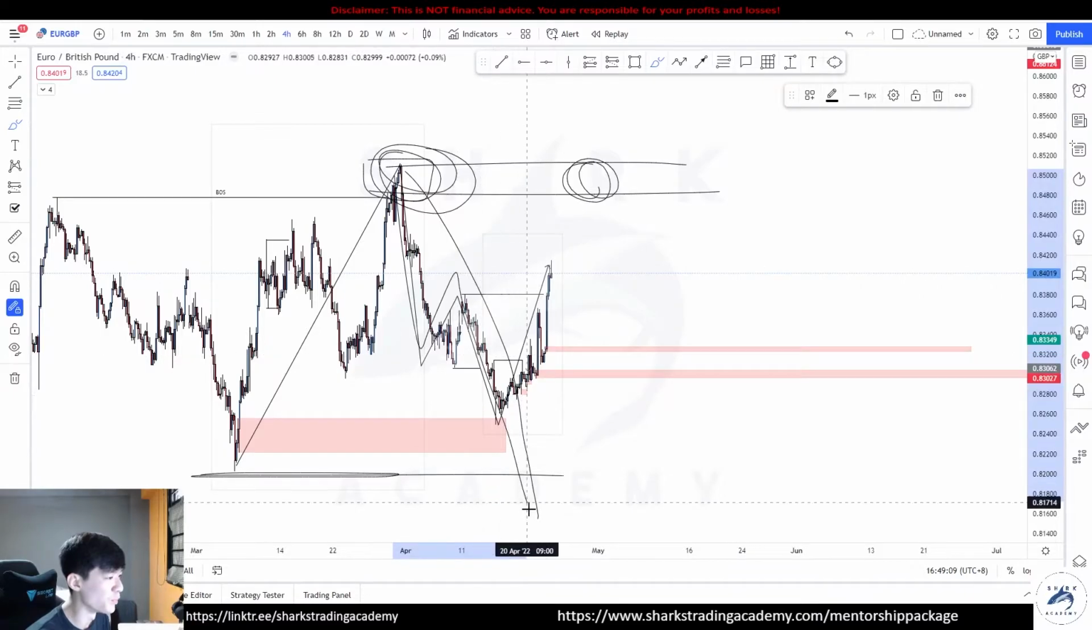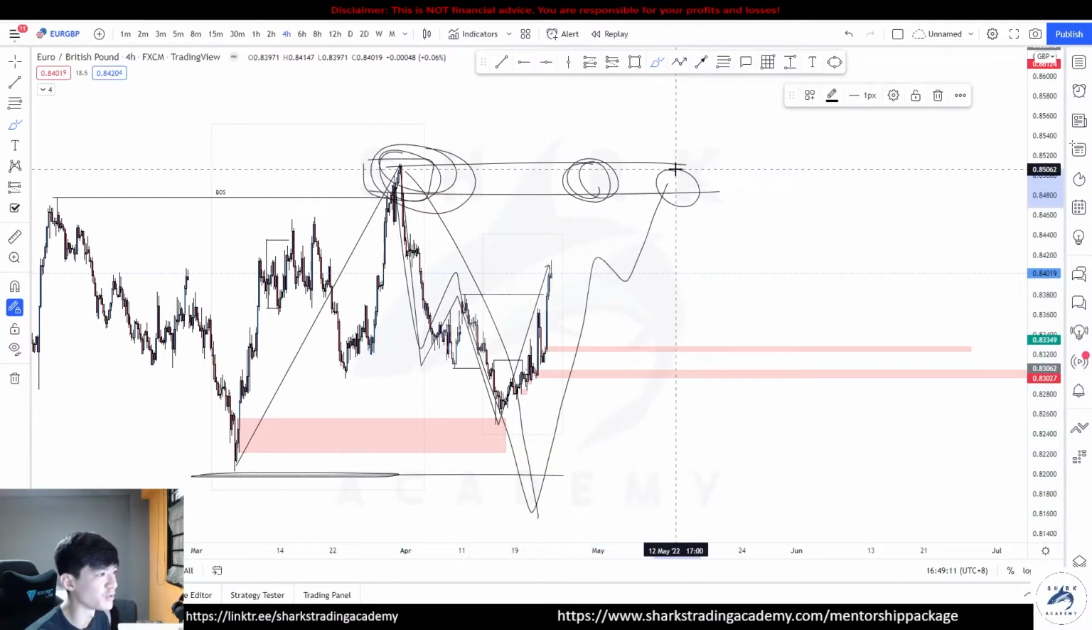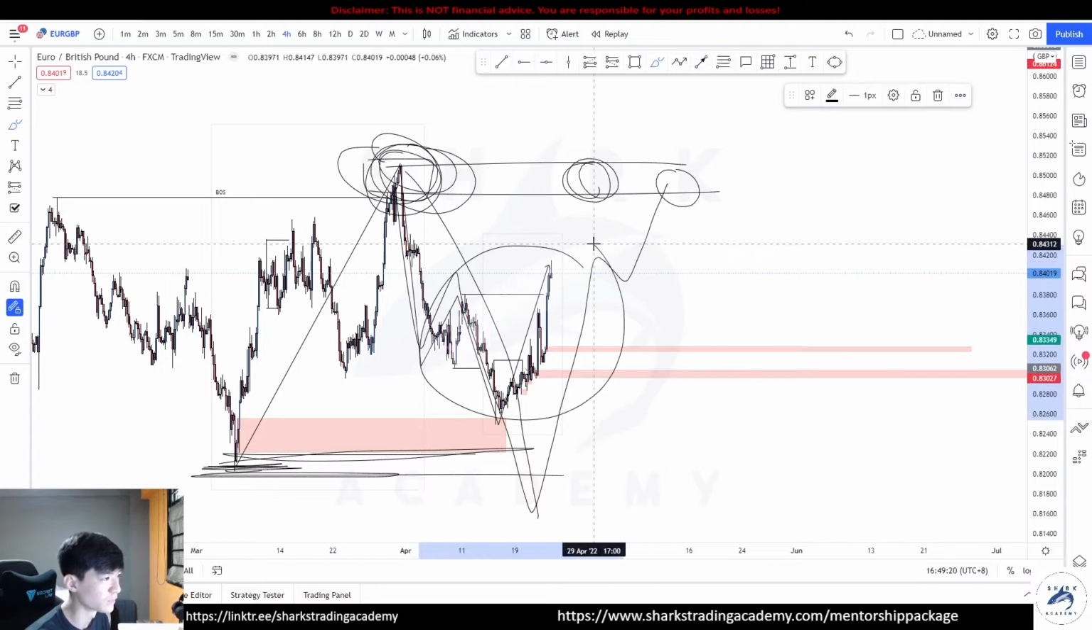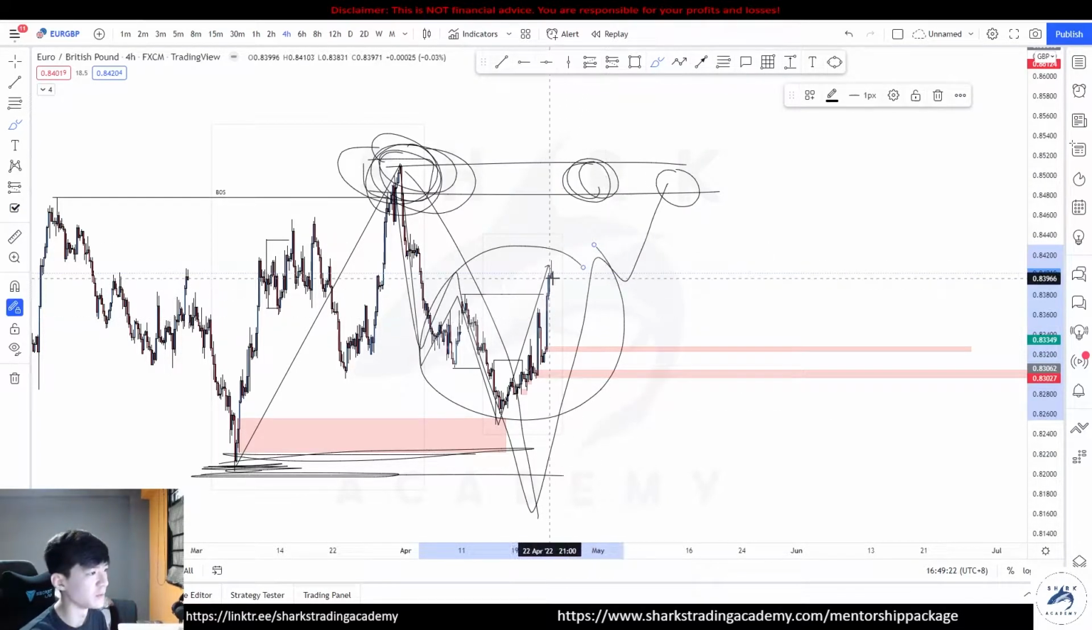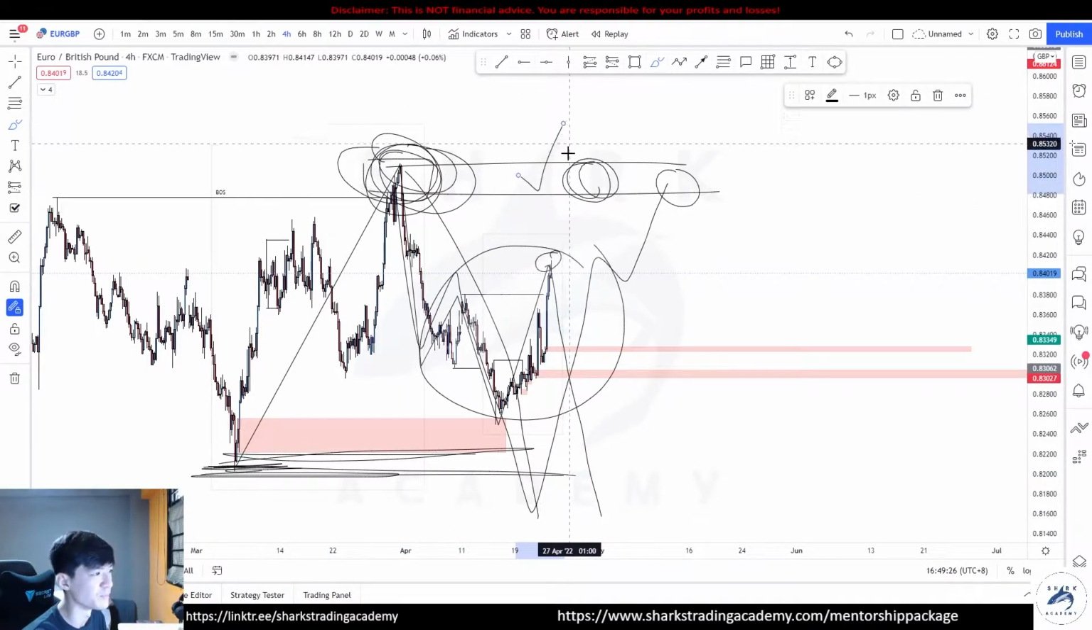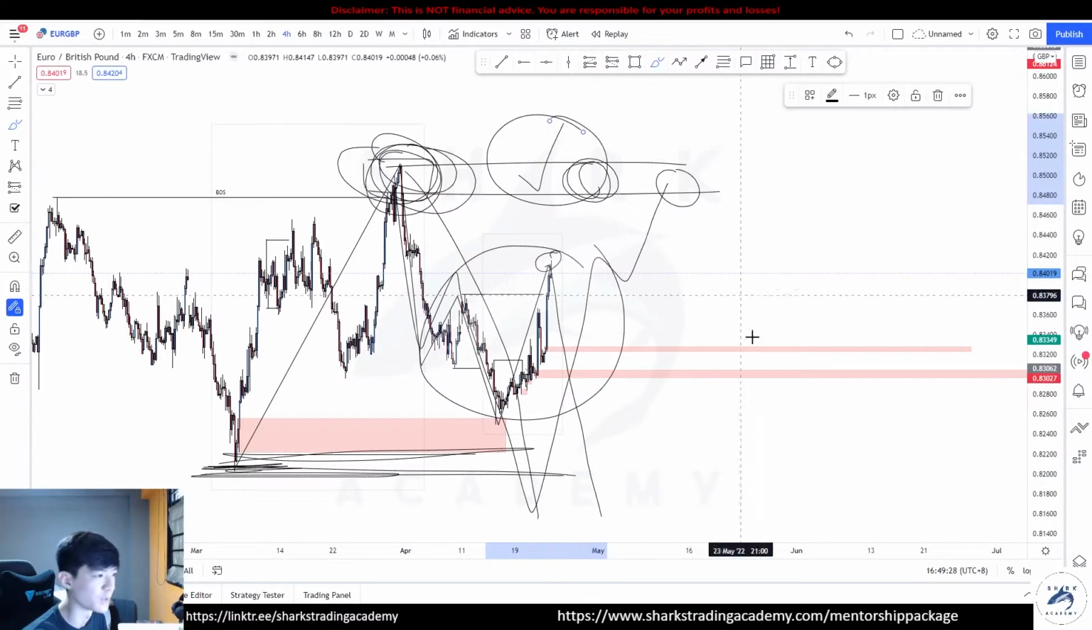Because if this breaks down, came back to the extreme, we expect this supply to hold because this supply broke market structure. But since this supply didn't break market structure as of now, because we do not know what's going to happen. If this suddenly breaks down, then this becomes extreme, right? This becomes a valid POI to take prices lower.